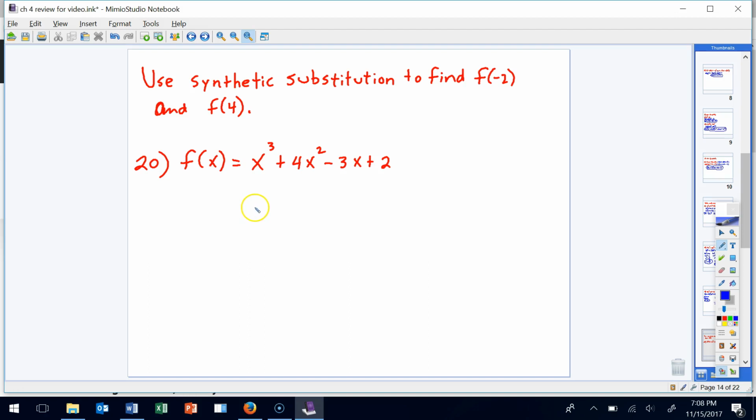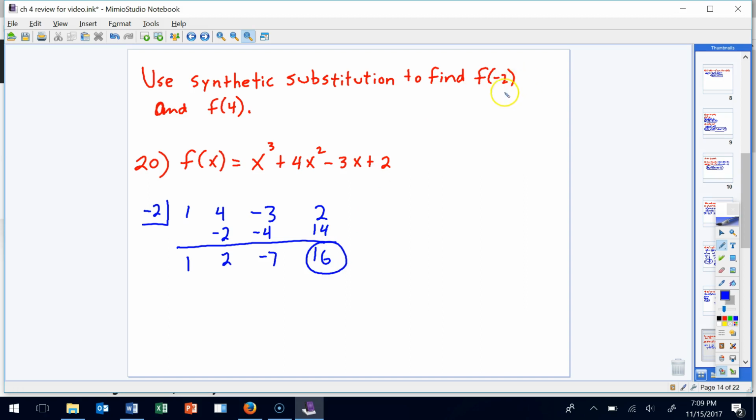All right, so use synthetic substitution to find f of negative 2. We used to just directly substitute negative 2 in for x, but in Chapter 4 we learned how to use, it's really synthetic division. So here is finding f of negative 2. I put negative 2 in the house, and I'm going to do the synthetic division process. So bring down the 1, 1 times negative 2, add, 2 times negative 2, add, negative 7 times negative 2, add, and the answer, f of negative 2, is 16.